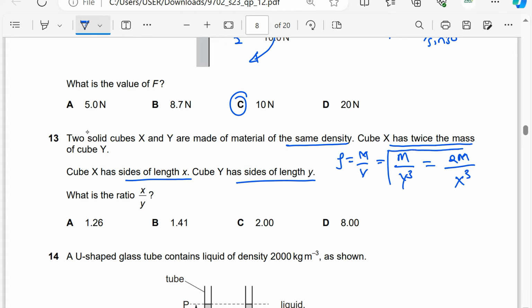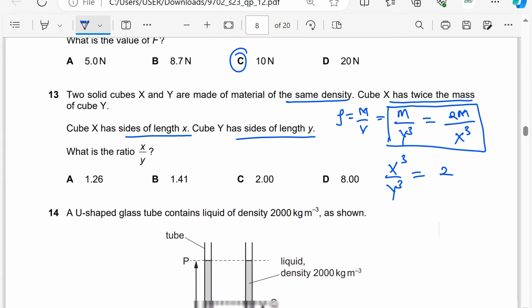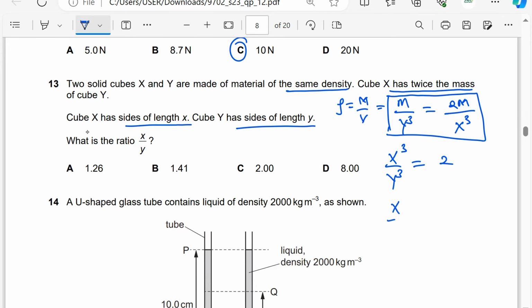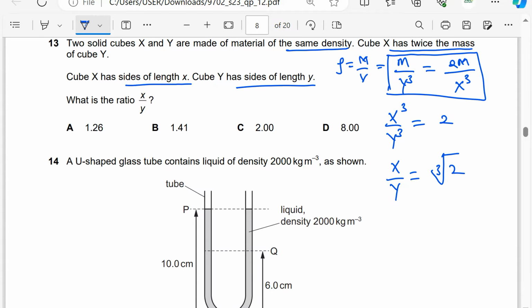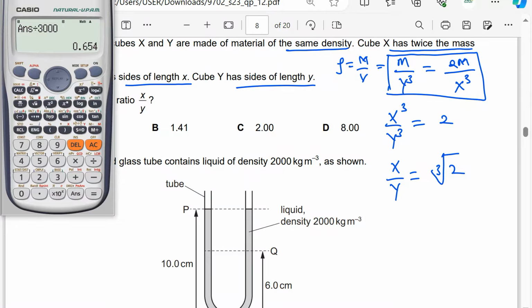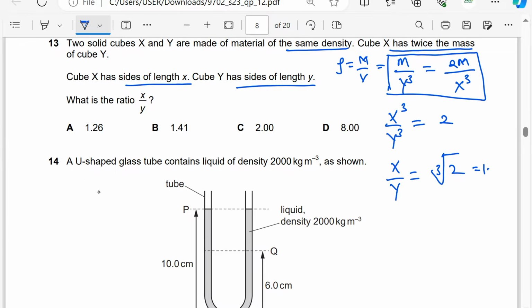So I have this expression here. M has cancelled, and I now have that X cubed divided by Y cubed is equal to 2. If I find the cube root, X over Y is going to be the cube root of 2. What is the cube root of 2? So shift cube root of 2. That is 1.26. So this ratio is going to be 1.26. So the answer is A.